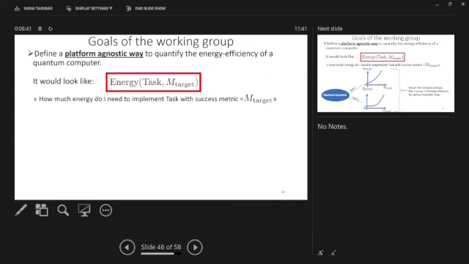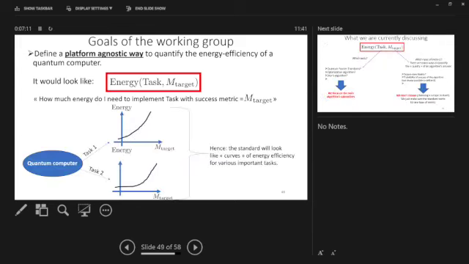I would like to insist on the fact that everything I say here is really under discussion. So maybe some of the things I say here will change, but to give an idea of the question, we are thinking that basically we should define an energy for a task, such that it succeeds with a targeted metric. Because as I said before, if you do not specify the accuracy of the computation, you cannot infer an energy cost. So yeah, that's how it will look like.